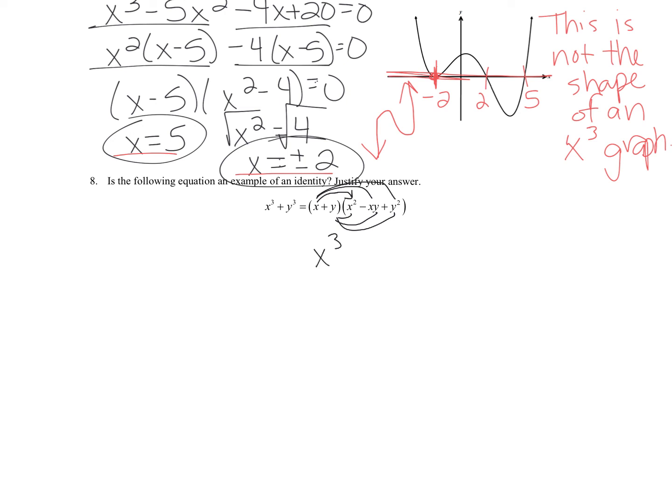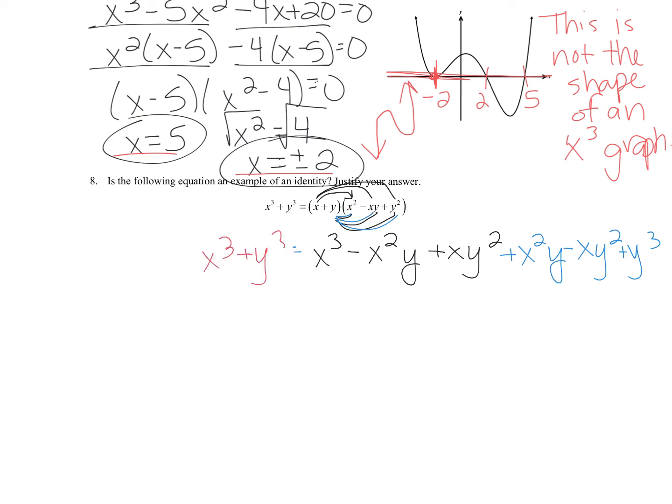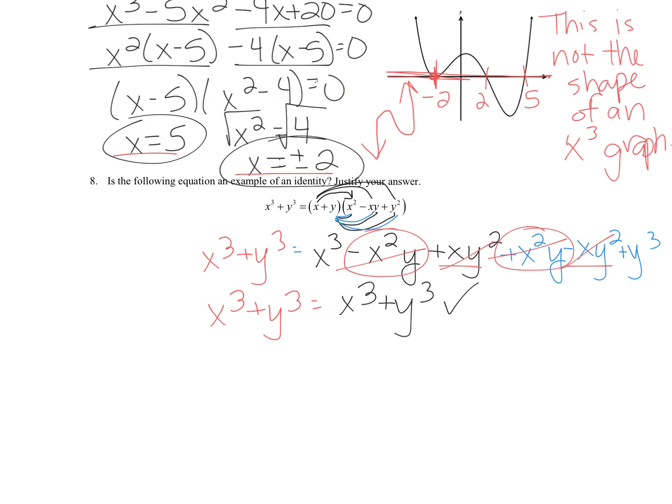So this is x cubed minus x squared y plus xy squared. So that's my first three distributions. And now I'm going to do these three. So I have plus x squared y minus xy squared plus y cubed. And that should all be equal to the x cubed plus y cubed. So the reason this works is because these two terms cancel and these two terms cancel. And that's why we have just x cubed plus y cubed equals x cubed plus y cubed. So there's a little proof. That's the justification. Remember, justifying means to show the math work. Explaining means to write a sentence.